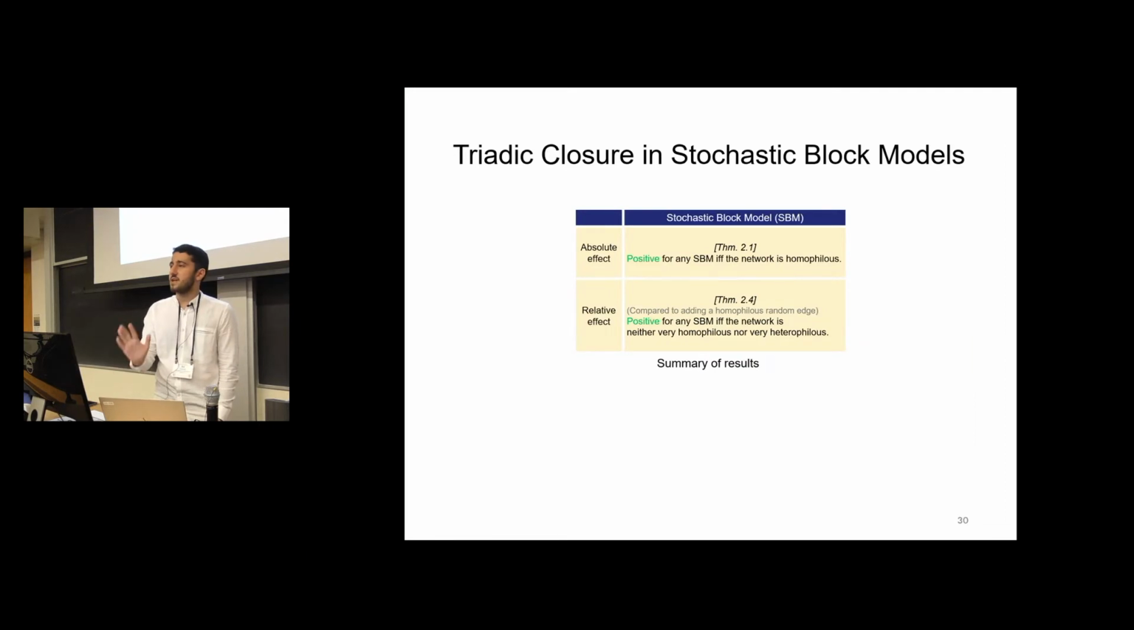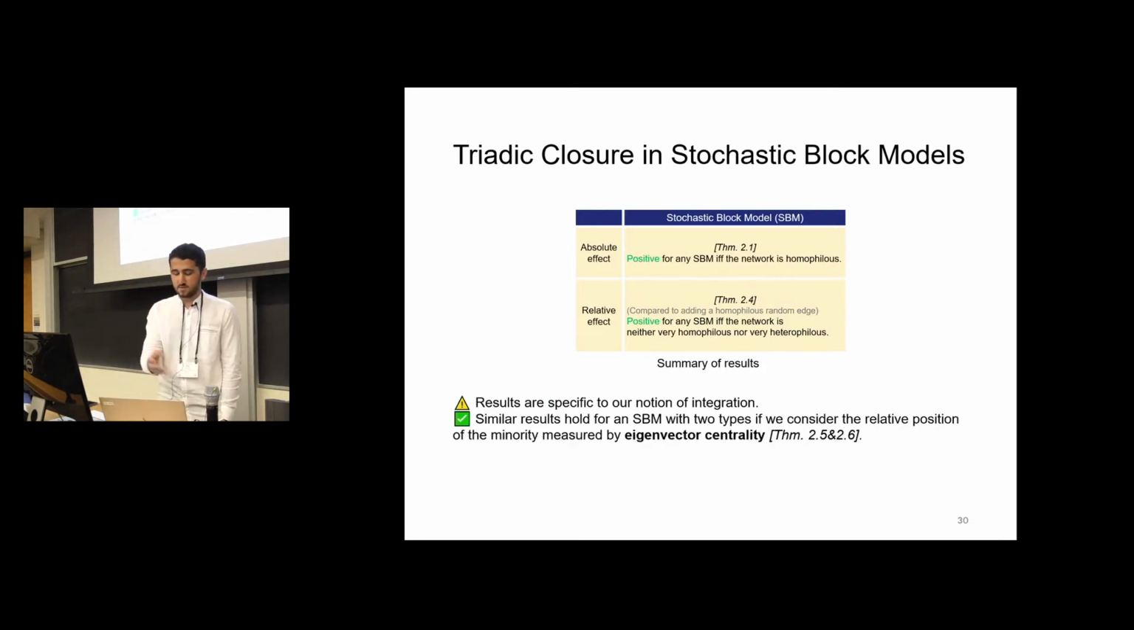So far, I discussed the effect of triadic closure in stochastic block models, which are consistent, general, and against intuition. So one might say that your results are very specific to your notion of integration. We don't think this is true because we use another notion, eigenvector centrality, and showed in a simple case of having two types of agents, triadic closure actually relatively improves the position of the minority group.